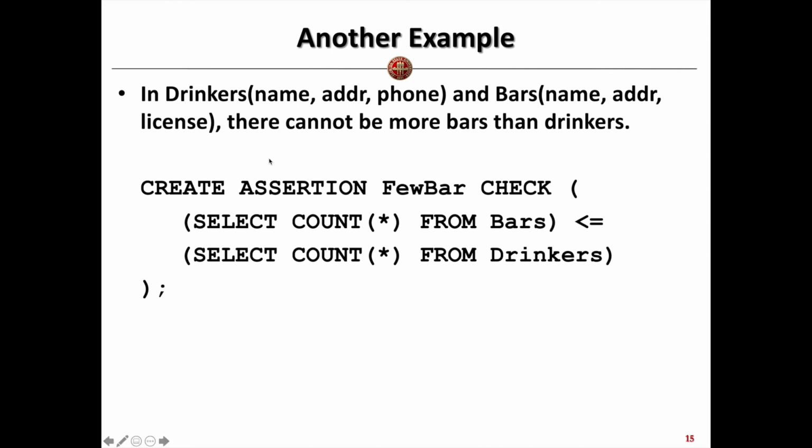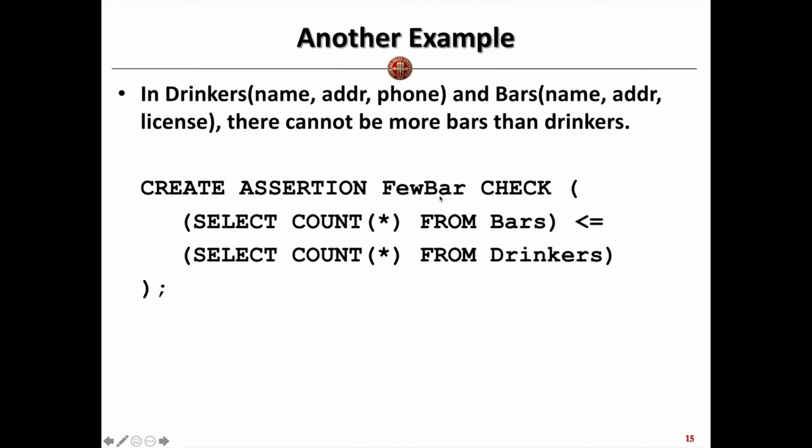So for the assertion, now in the drinkers table, we have name, address, and phone number. In the bars table, we have bar name, address, and license. We have a requirement: there cannot be more bars than drinkers in our system. We need to make sure it is valid during the running time of the system. And therefore, we can create an assertion, right? Because this one is for the overall database system, we have to use the assertion to help us.